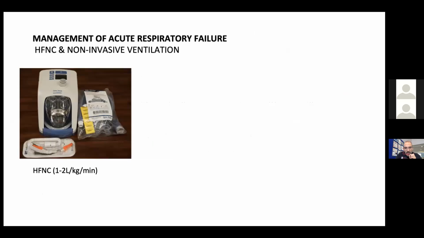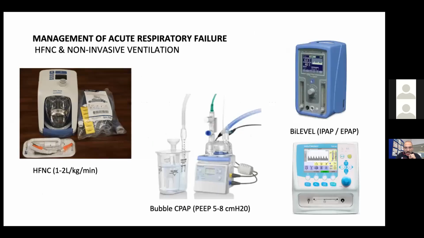So these are the devices that we use for non-invasive ventilation. On the left-hand side you have the devices for high flow nasal cannula, and usually when you refer a sick child with bronchiolitis, we often tell you as a first choice to start high flow nasal cannula at 2 liters per kilo. That's the usual starting point.